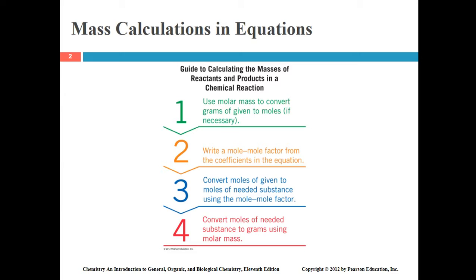We're going to use the molar mass to convert grams of given to moles if necessary, which we learned back in Section 5.2. Then we're going to write a mole-to-mole factor from the coefficients in the equation. We just got through learning that from 5.6. Then we're going to convert from moles of given to moles of needed using the mole-to-mole factor. That is what we just got through learning in 5.6. And then from that, we're going to convert from moles of the needed substance to grams using molar mass, which is just going back to Section 5.2. Again, you can see we're putting it all together. Here we go.